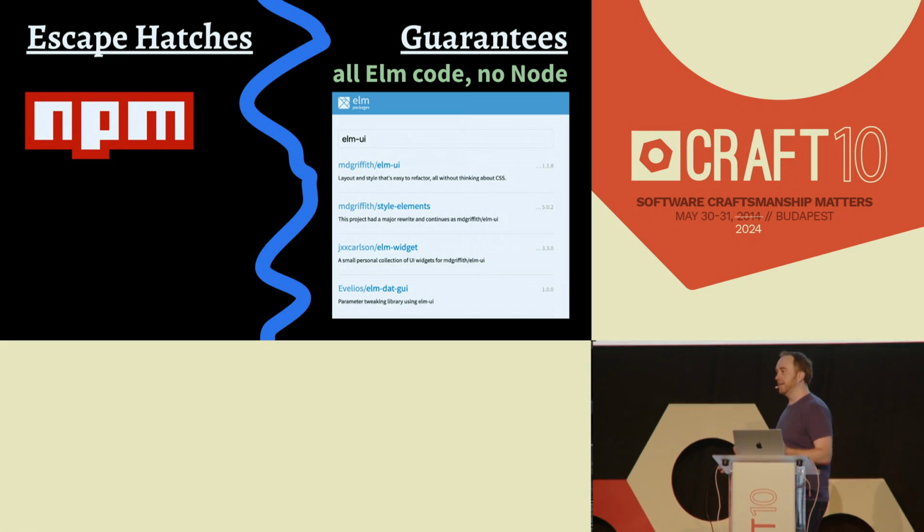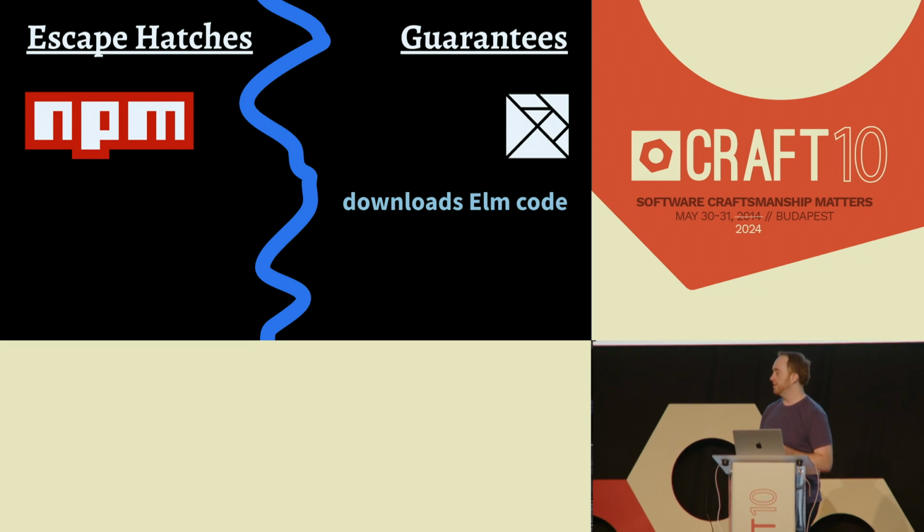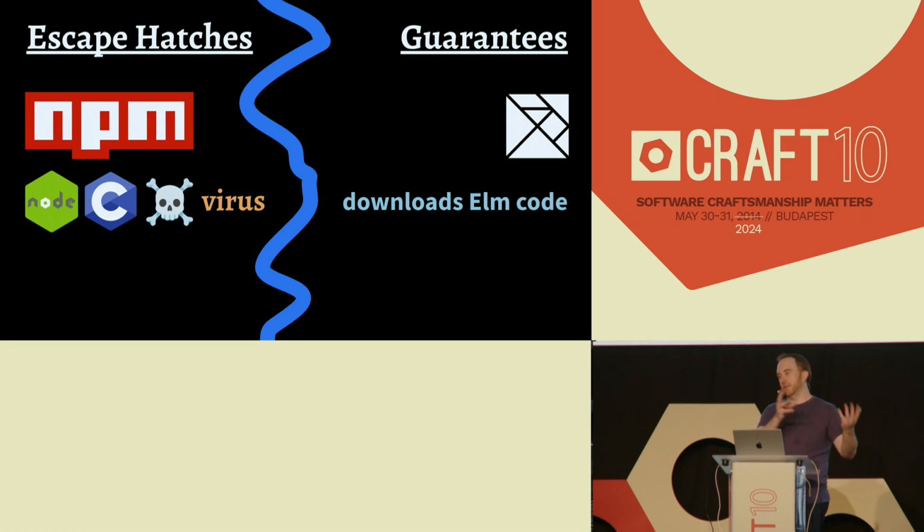There is no Node.js. There's no pre-install hooks. There's no post-install hooks. When you install your Elm packages, it's just downloading Elm code and putting it into some directories for you. It's not running any of that arbitrary code, so you don't have to worry about the whole node to C to viruses pipeline. That's more of a concern when you run npm install. There's no default that you have to change. It just doesn't exist.